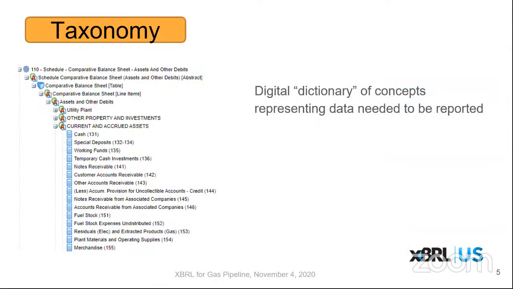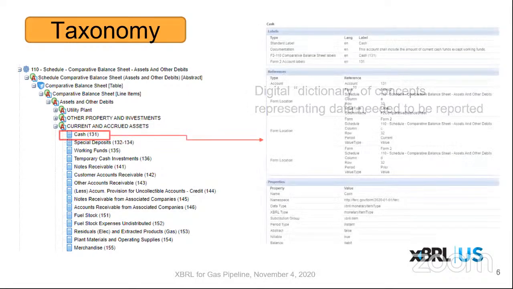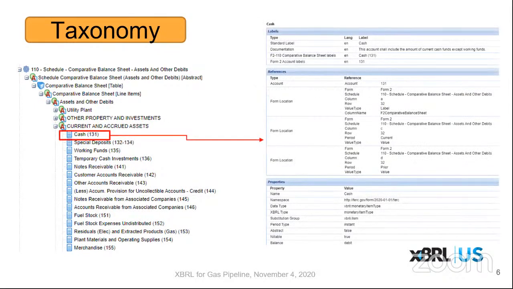So the taxonomy is a digital dictionary of concepts. And what you're looking at here is Schedule 110 from Form 2. And it just shows the hierarchy or the structure of the terms in the digital dictionary of terms called the FERC taxonomy. And within each schedule, there are a variety of concepts. And I'm actually going to turn over to Campbell Pride now, because he could talk a little bit more closely about how this appears in the taxonomy. Campbell?